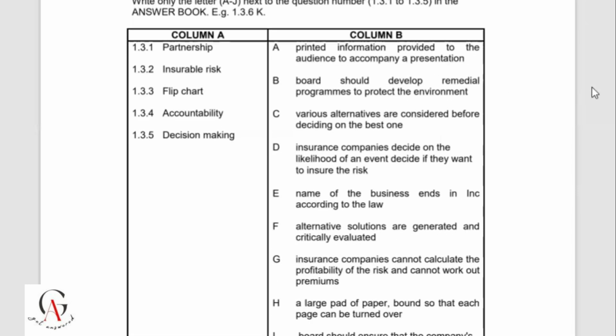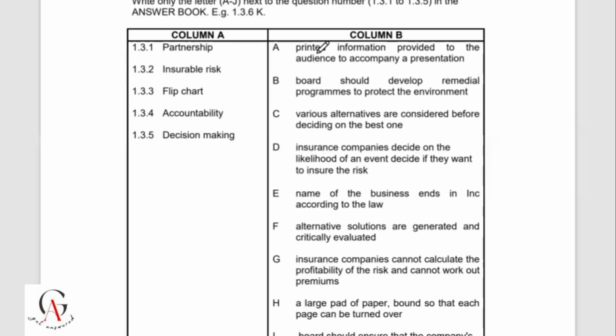Okay, right. So now under column A, we are given partnership as 1.3.1. The second one, we have insurable risk. The third one, we have flip chart. Then the fourth one, we have accountability. Then 1.3.5, we have decision making. So now let's check on the side of the description of functions given. So what do we have?